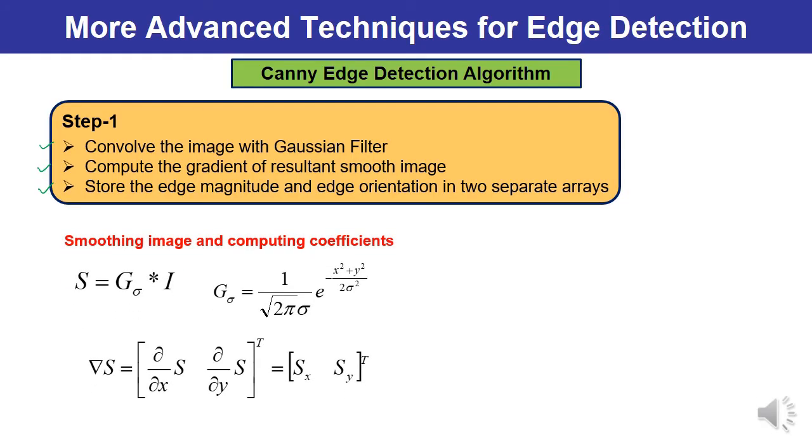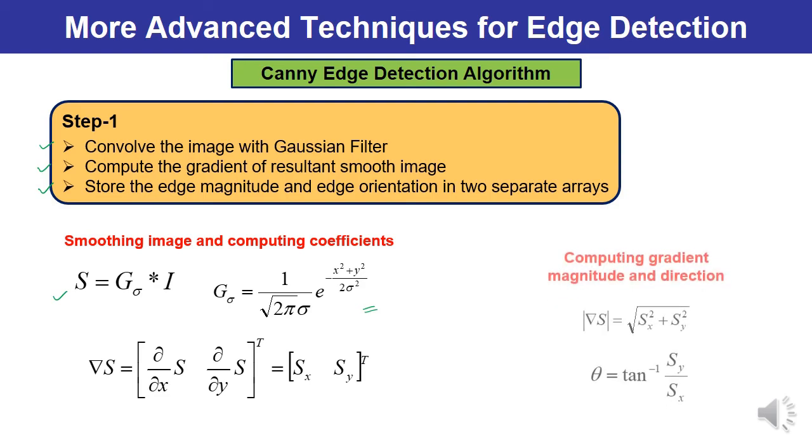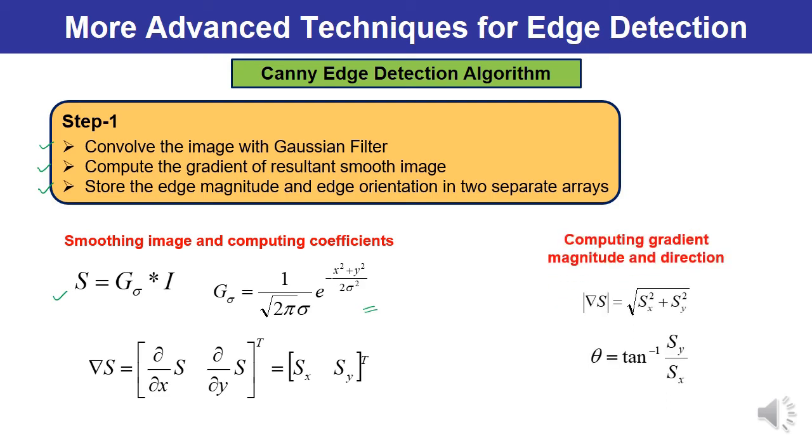Smoothing the image and computing coefficients is done by convolving the image with a Gaussian filter. I is the original image, S is the resultant you are getting, and this is the Gaussian mask. Then you calculate the gradient, magnitude and edge. The magnitude is the square root of sx square plus sy square, and the edge orientation is theta equals tan inverse of sy upon sx. You are already aware of this, that is why I am taking it on a fast note.